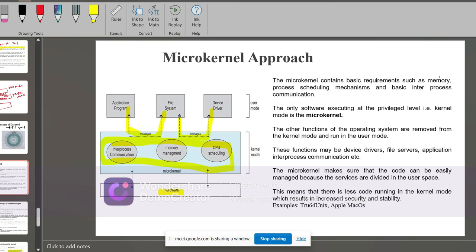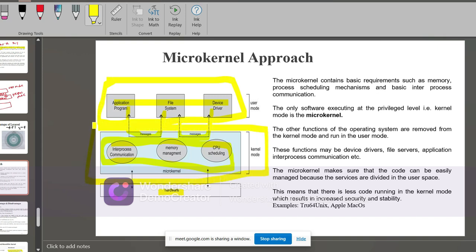Last approach is the microkernel approach. So see here, this is nothing but the application, file system, device driver which are available in user mode. Second is kernel mode. In kernel mode, all the interface communication, memory management, and CPU scheduling is done. And the lowest layer is hardware. Hardware can directly interact with kernel mode.